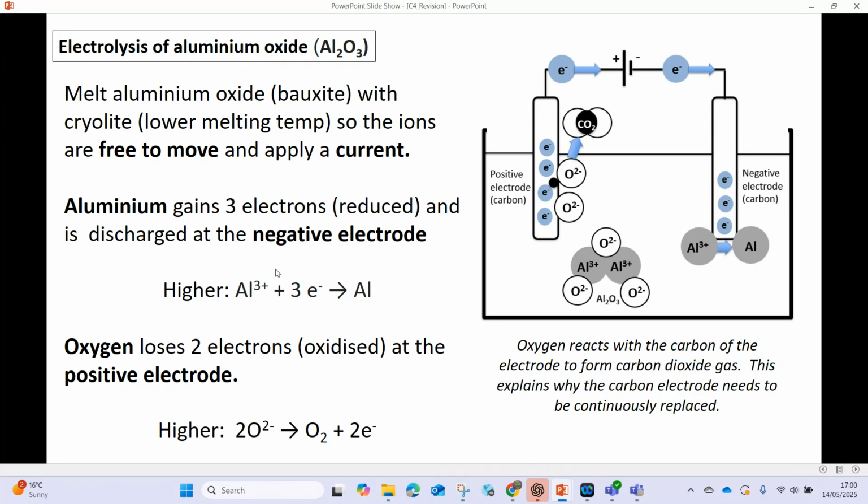So we have aluminium, an aluminium 3 plus ion, and it will gain 3 electrons at the negative electrode to form aluminium. And the reaction at the positive electrode is that 2 oxide ions form oxygen gas and 4 electrons. It's actually the oxygen that's formed there that will then go on to react with carbon. So that is still the ionic equation of what's happening at the positive electrode, but the oxygen formed will react with carbon.